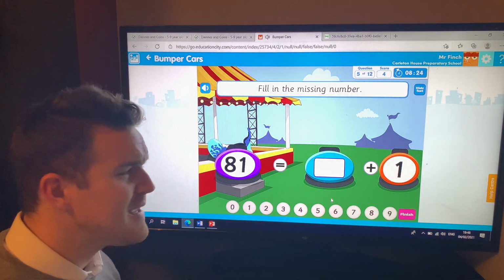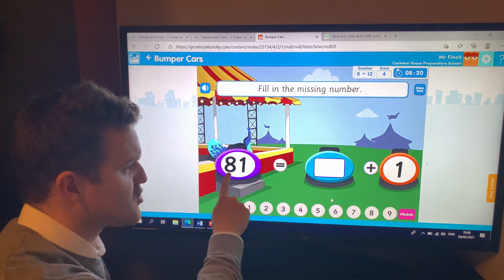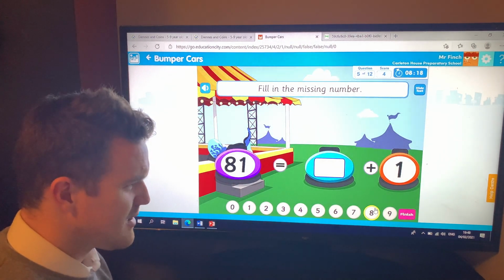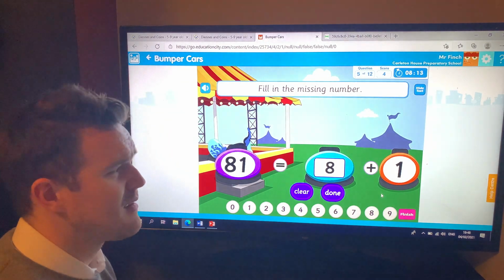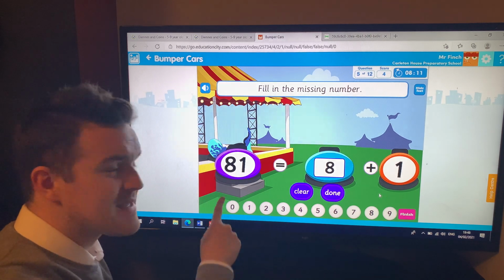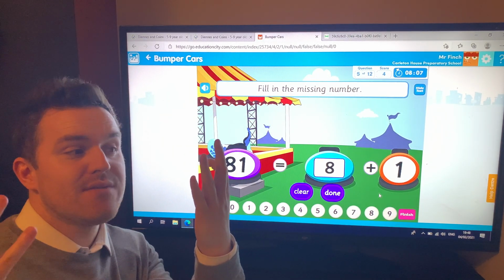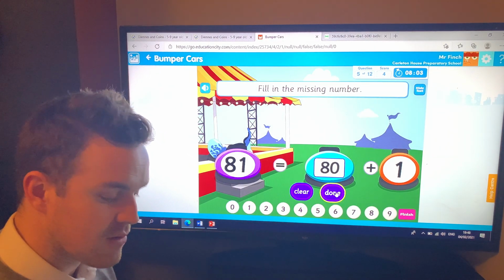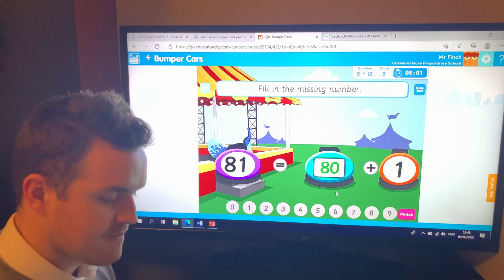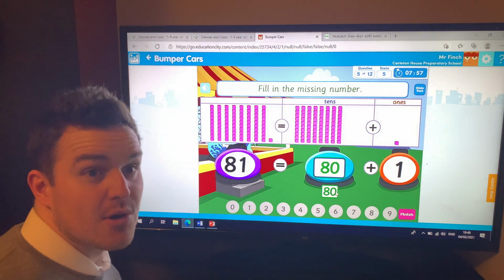So 81 equals something add 1. So we know we've got the 1. What's the first bit mean? 81 equals 8 add 1. Well, 8 add 1's 9, so copy that. That doesn't mean 8, does it? That means 8 sets of 10, which is 10, 20, 30, 40, 50, 60, 70, 80. 80 add 1 is 81, or 81 equals 80 add 1.